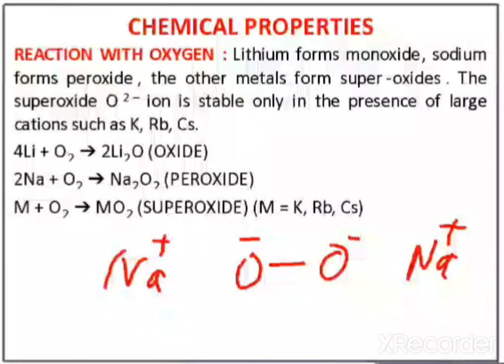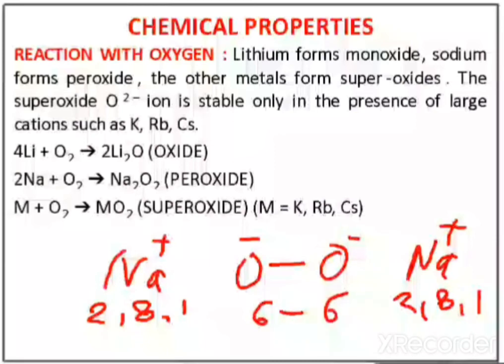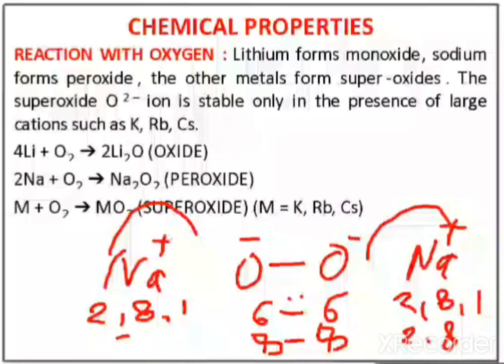Now see, earlier, sodium has atomic number 11, configuration 2, 8, 1. Oxygen has 6 electrons in the outermost orbit each. If they share 1 electron, their configuration is now 7, 7. If 1 electron is donated from sodium, it will become 8. Again, if this sodium donates, it will become 8, and the configuration will be now 2, 8.